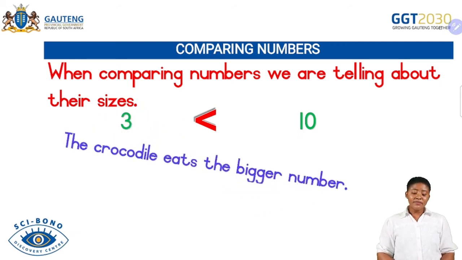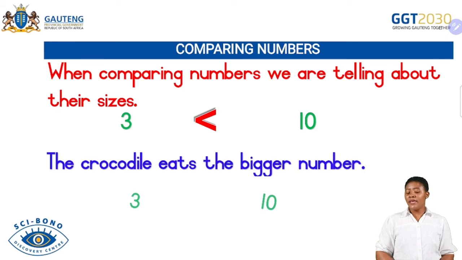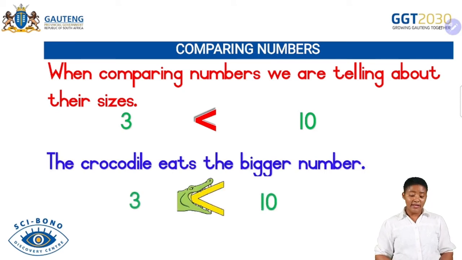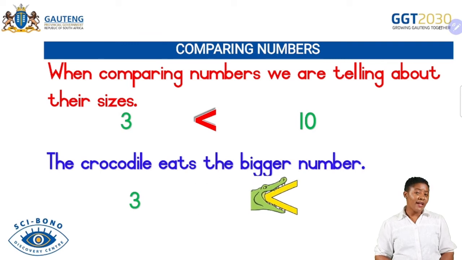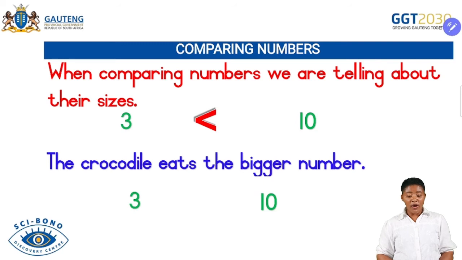All right. Now let's look at the crocodile. The crocodile is the bigger number. We said the crocodile is the bigger number. We have number 3 and number 10. Let's look at our crocodile. The crocodile will eat the bigger number. You see? Well done, grade 2s. Let's move on. This is the sign for less than.